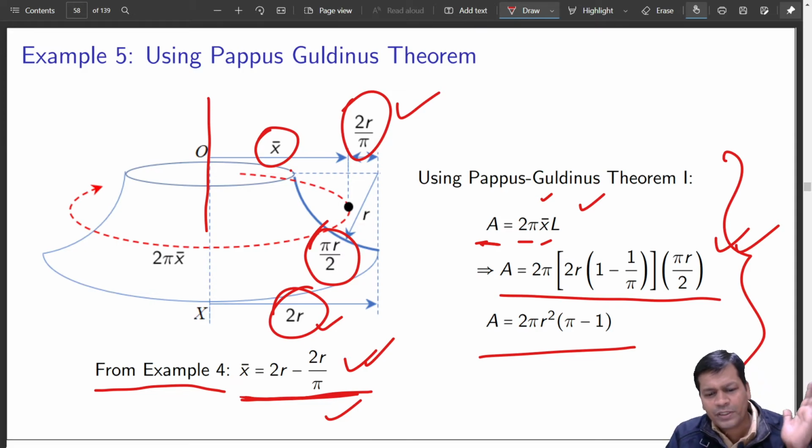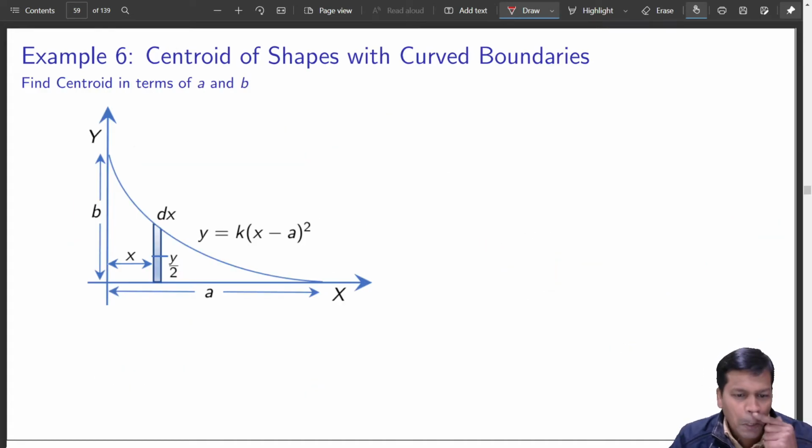One is about creating an area out of a surface which is created out of linear segments which are rotated about an axis. Another one is about an area which, if it is rotated about an axis, will create a volume. So that is theorem 2. Okay, that's all. So let us begin with our earlier topic, that is the centroid of shapes with curved boundaries.